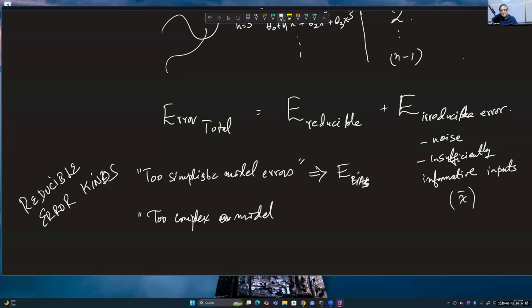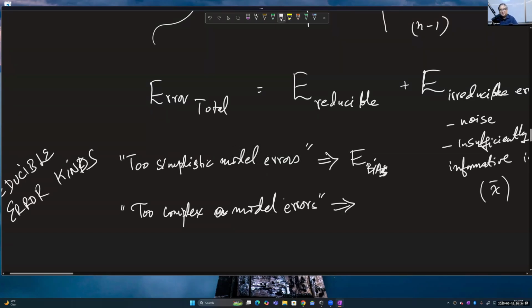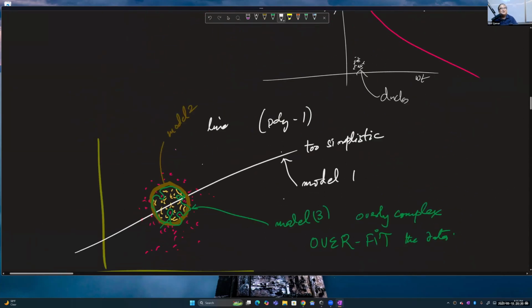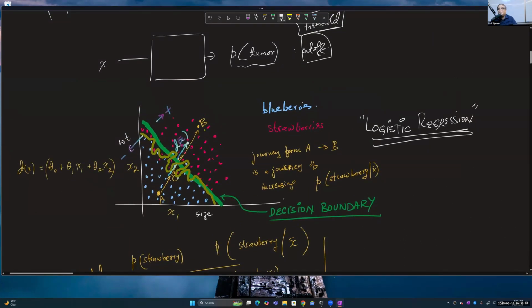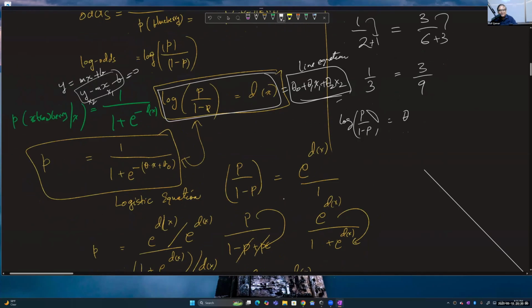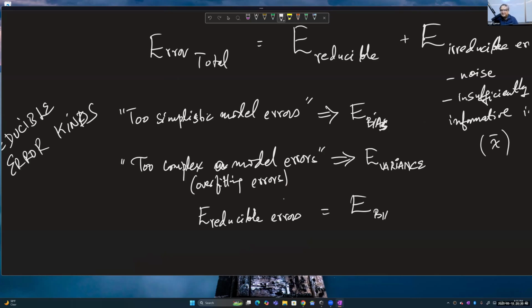Too complex model errors are induced when you try too hard to fit the data. That is why it's also called overfitting errors. I hope the word overfitting is fairly obvious if you stare at this picture and look at the green line, or look at that khaki green line. That kind of error is called variance errors. These words have statistical meaning, but I won't delve too much into it. Variance errors. So what do we say? Reducible errors are made up of bias errors and variance errors.